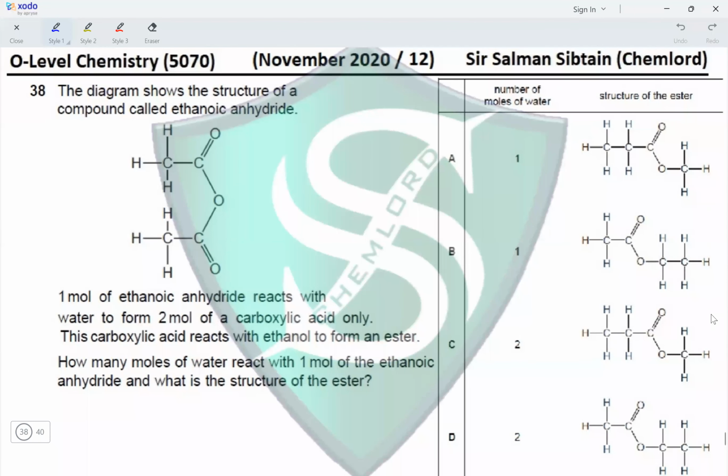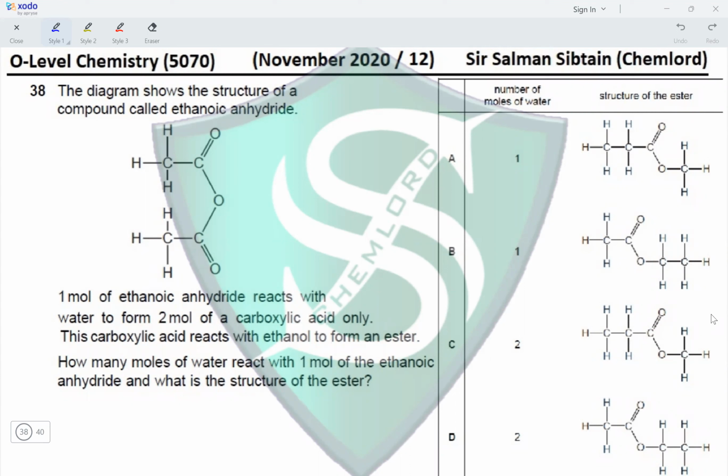Question 38. The diagram shows the structure of a compound called ethanoic anhydride. Okay. 1 mole of ethanoic anhydride reacts with water to form 2 moles of carboxylic acids only. Okay, so the carboxylic acid form would be ethanoic acid. This carboxylic acid reacts with ethanol to form ester. Ethanoic acid reacts with ethanol, so this will form ethyl ethanoate.